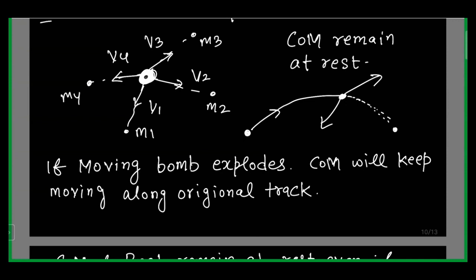So always remember this. If the center of mass was initially at rest, it will remain at rest. But if the center of mass was following some trajectory, it will keep on following that trajectory. It will not change its trajectory because of the explosion. This is a very important concept in physics, and it is used extensively in satellites, rockets, and all those kinds of applications.